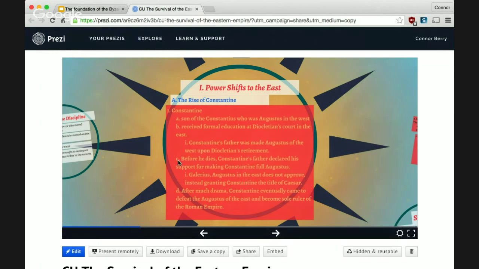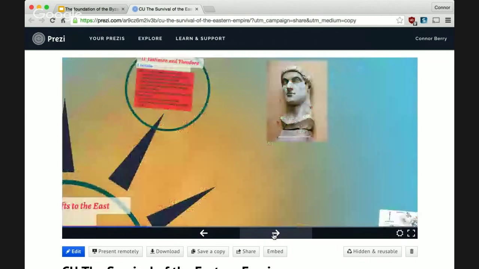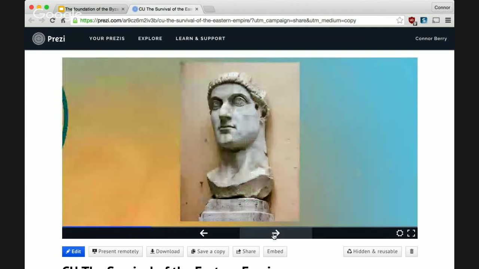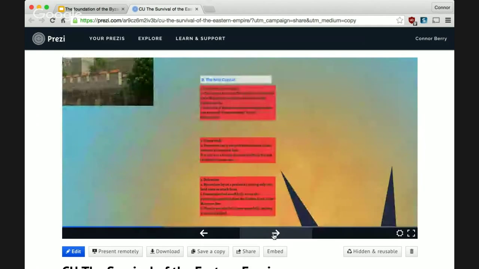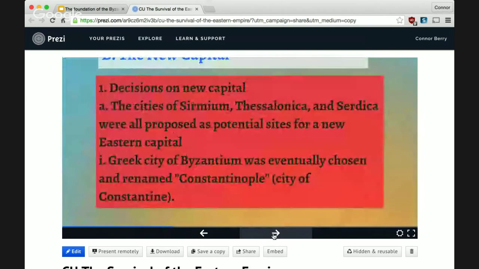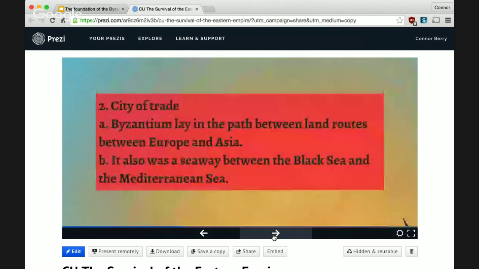So let's go ahead and look at our Prezi and see if we have similar information. So there you go. You can see Constantine. And then here we go, the new capital. So the decisions on the new capital, you can see that we have a little bit of extra information here. And then again, it comes down to Byzantium, which is eventually chosen and renamed Constantinople, city of Constantine. So we already have that information. We're getting it in two different areas.